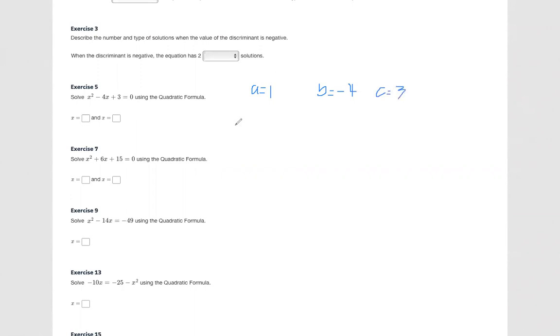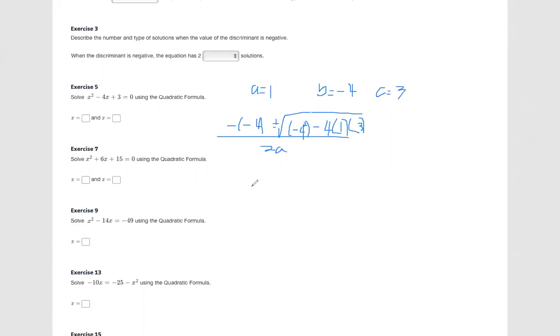Okay, so if I put that in there, negative of a negative b, okay, plus or minus the square root of b squared here. So again, that'd be -4 squared minus 4 times 1, and then this time our c is 3. Okay, and that's all over 2a.